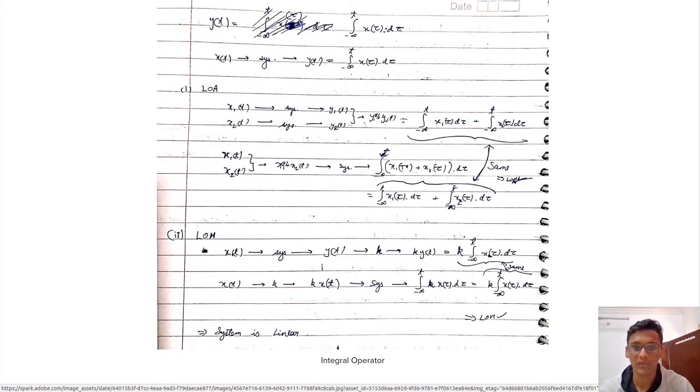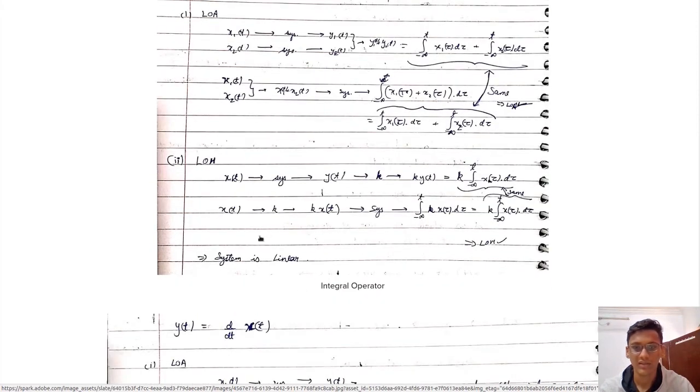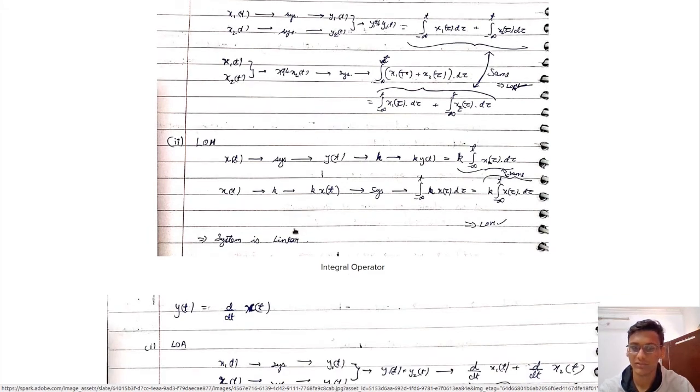Now let's see the law of homogeneity. x(t) passed through the system, we get y(t), multiplied with a constant k, we get k y(t) equals k times the integral from minus infinity to t of x(tau) d tau. And first multiplying the signal with k, then passing it through the system, we get the integral from minus infinity to t of k x(tau) d tau. And since k is a constant, we can take it out of the integral, which will give us the same result as the previous one. That means the law of homogeneity is obeyed here. That means the system is linear.